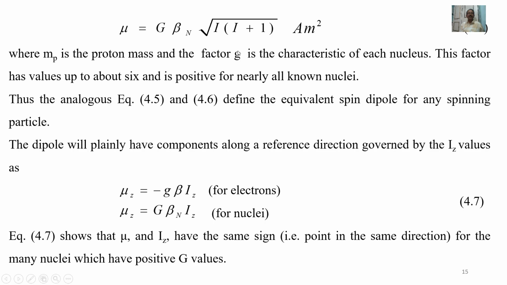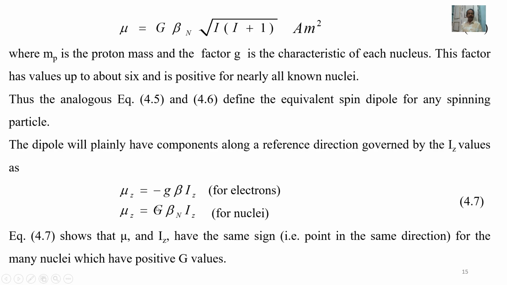This must be capital G. These are characteristics of each nucleus. This factor has values up to about 6 and is positive for nearly all known nuclei. Thus, the analogous of equations 4.5 and 4.6 define the equivalent spin dipole for any spinning particle. The dipole will plainly have components along a reference direction governed by Iz values.